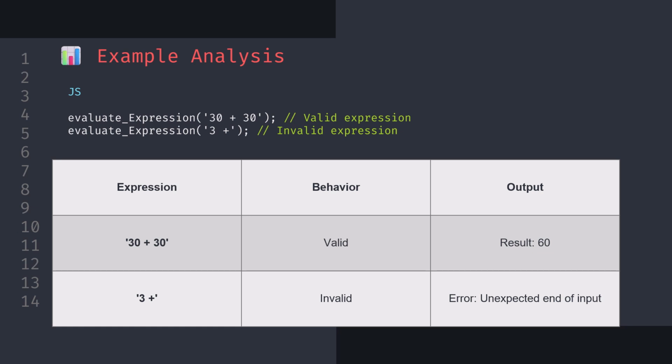We tested two inputs. The first, 30 plus 30, is valid and returns the result 60. The second, 3 plus, is incomplete and leads to an error because it is not a complete expression. That triggers the catch block, which logs an error message without stopping the script. This way, we keep things stable even when the input is unpredictable.